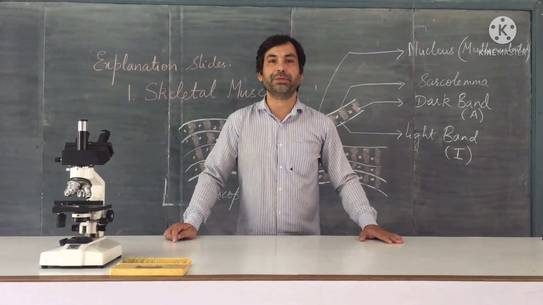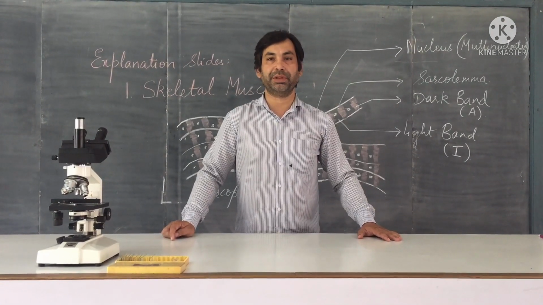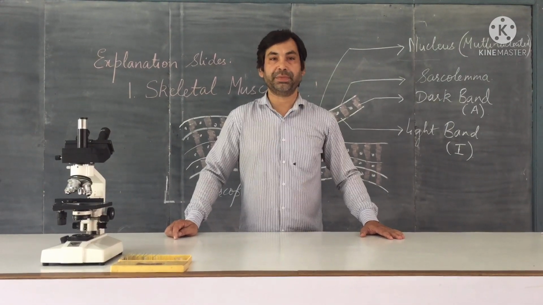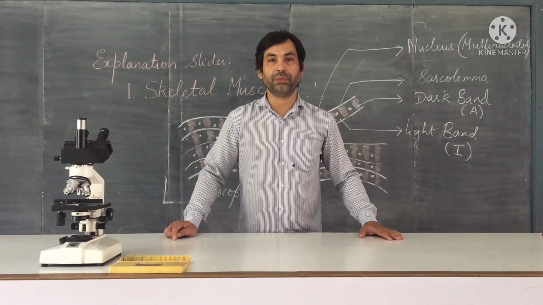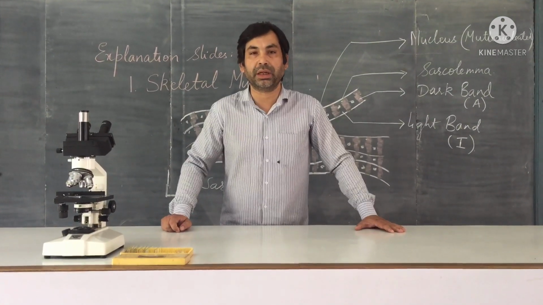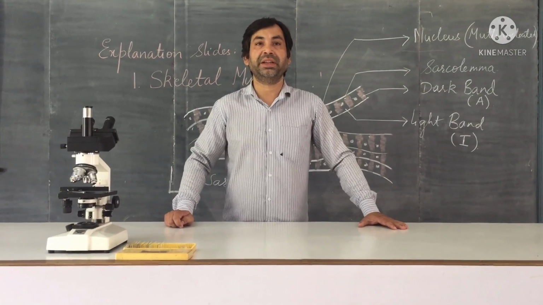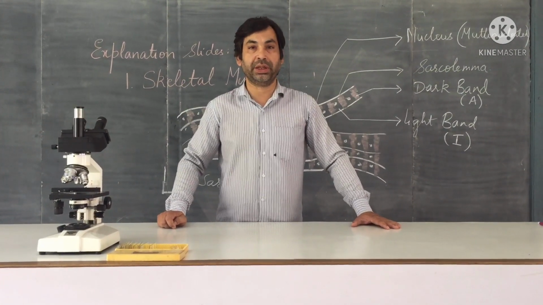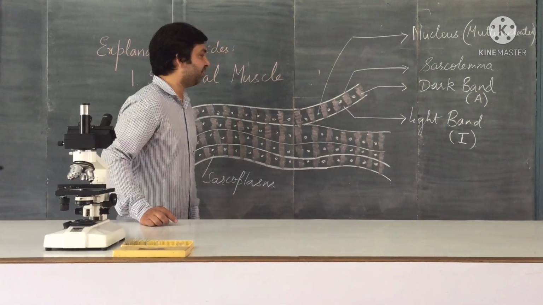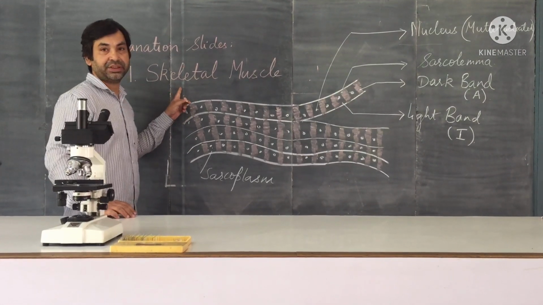Today I am going to explain 3 slides which are part of your practical examination. These slides are striated muscles, blood smear of human and bone. You have to examine these slides with the help of a microscope, identify them and comment on them. First I am going to explain the striated muscles. Striated muscles are skeletal muscles.